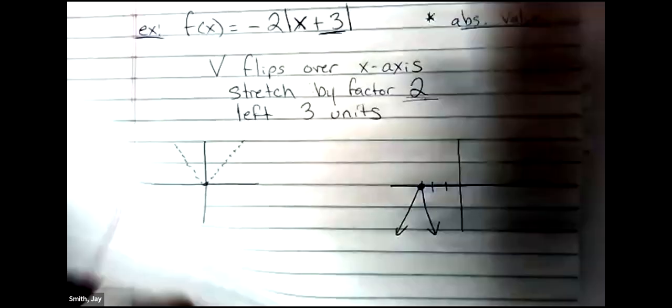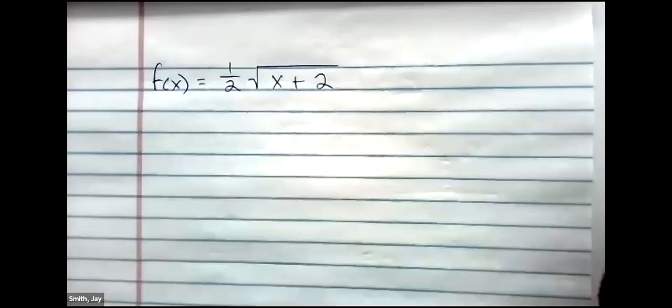All right. One more for this final problem for the homework. Say we're given f of x is equal to 1/2 times the square root of x plus 2, which is underneath our radical, minus 3, which is not underneath our radical.